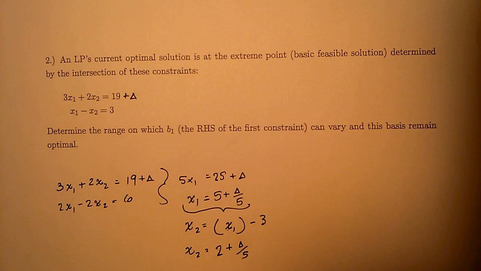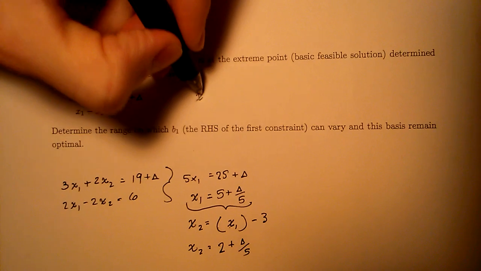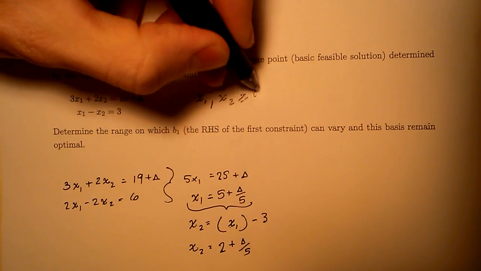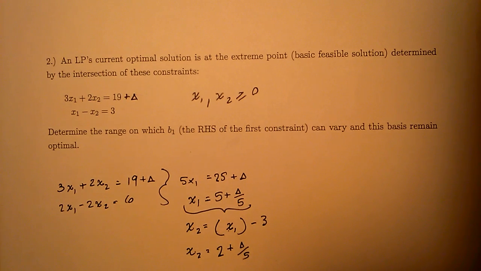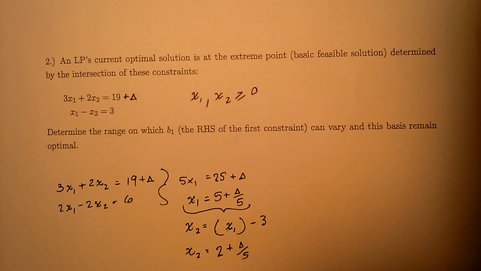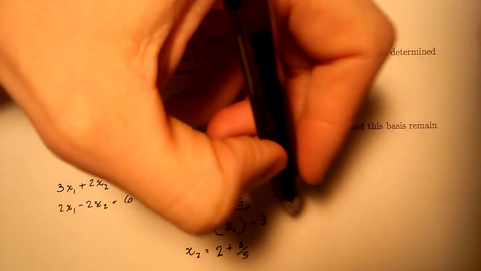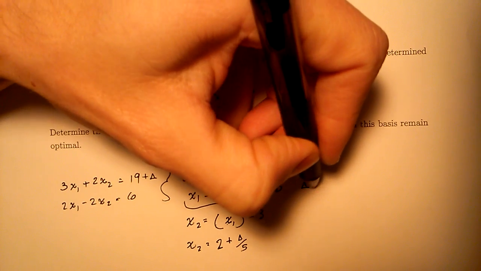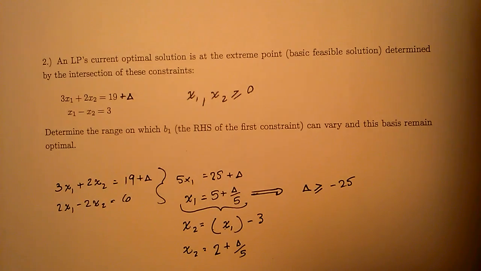Now we need to determine what values delta can take in order for these two variables, x1 and x2, to remain feasible. Okay? Now I made the comment in class, we assume that x1 and x2 are non-negative decision variables, but if you'd made some other assumption, you could have clearly stated that and solved the problem based on that assumption. But we'll go on this assumption that x1 and x2 have to be greater than or equal to 0. So if x1 is equal to 5 plus delta, what values can delta take for x1 to remain positive? Essentially, this would have said that delta needs to be greater than negative 25.